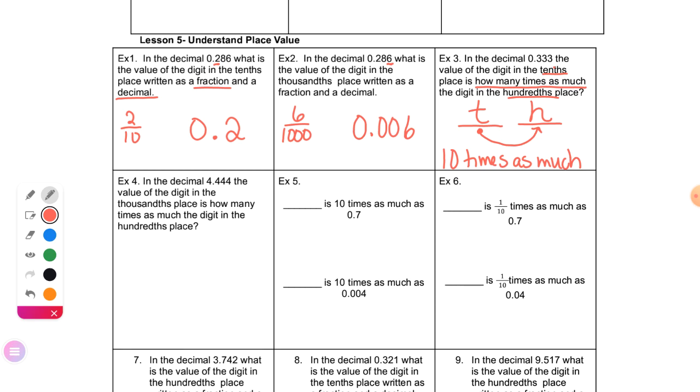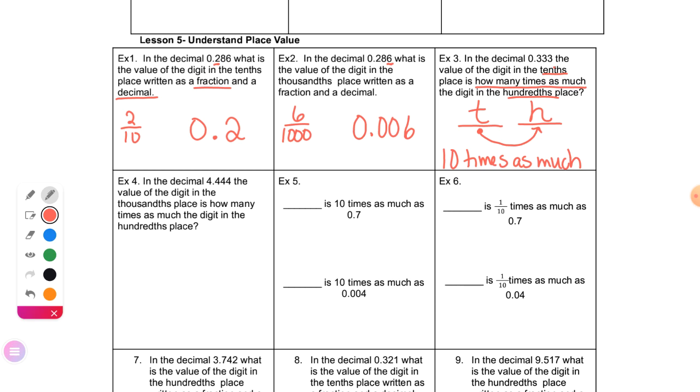Okay, flip it over to the back. There's a few more examples. Example 4, in the decimal 4.444. Why can I ask these questions on these two decimals? Why can I compare the decimal values on these two specific decimals? Augie?